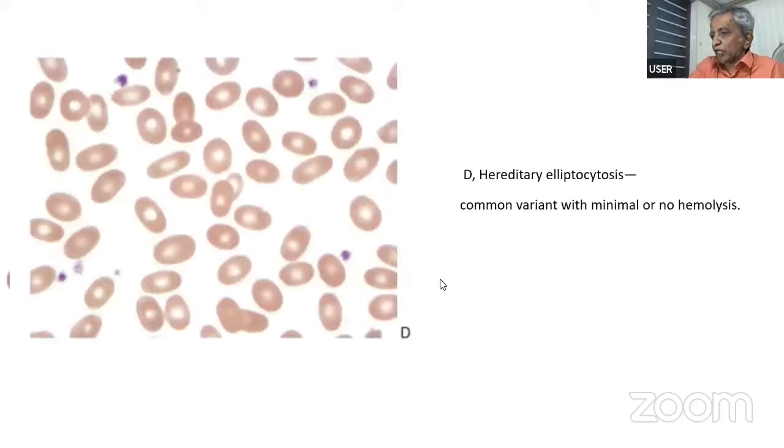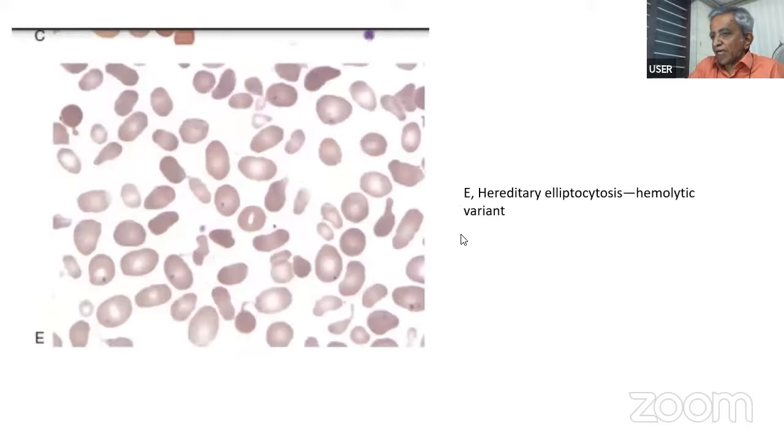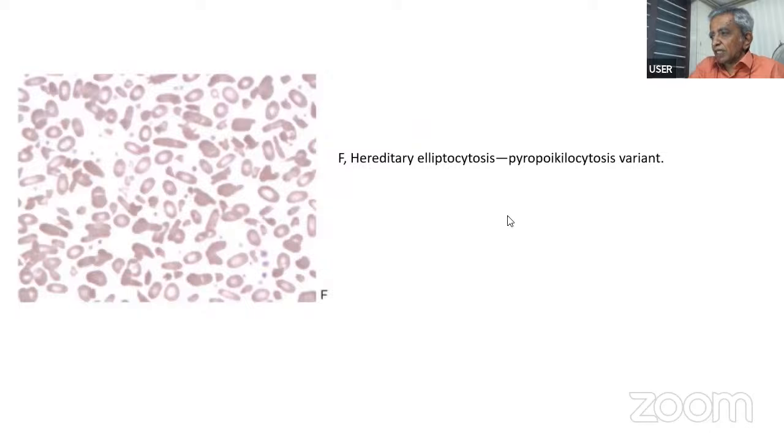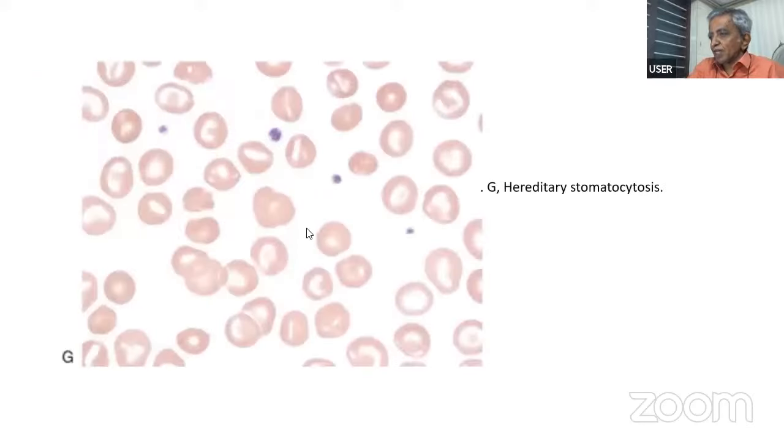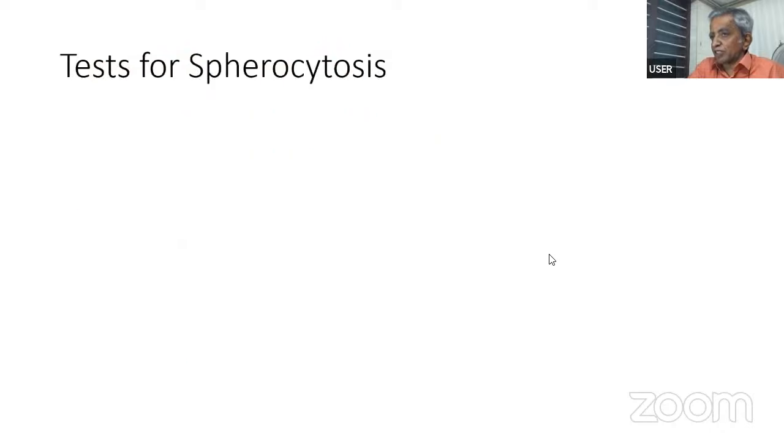Now come to hereditary elliptocytosis. This is the elliptocyte. Many of them are abnormal. This also can produce hemolysis. Then there is something called pyropoikilocytosis, temperature dependent lysis, along with elliptocytes. Not going into the details. We don't have any such abnormality in this patient. Then there is something called stomatocytes. Stoma means mouth. You have something like a mouth here. Hereditary stomatocytosis also can lead to hemolysis. All can be identified by peripheral smear examination.